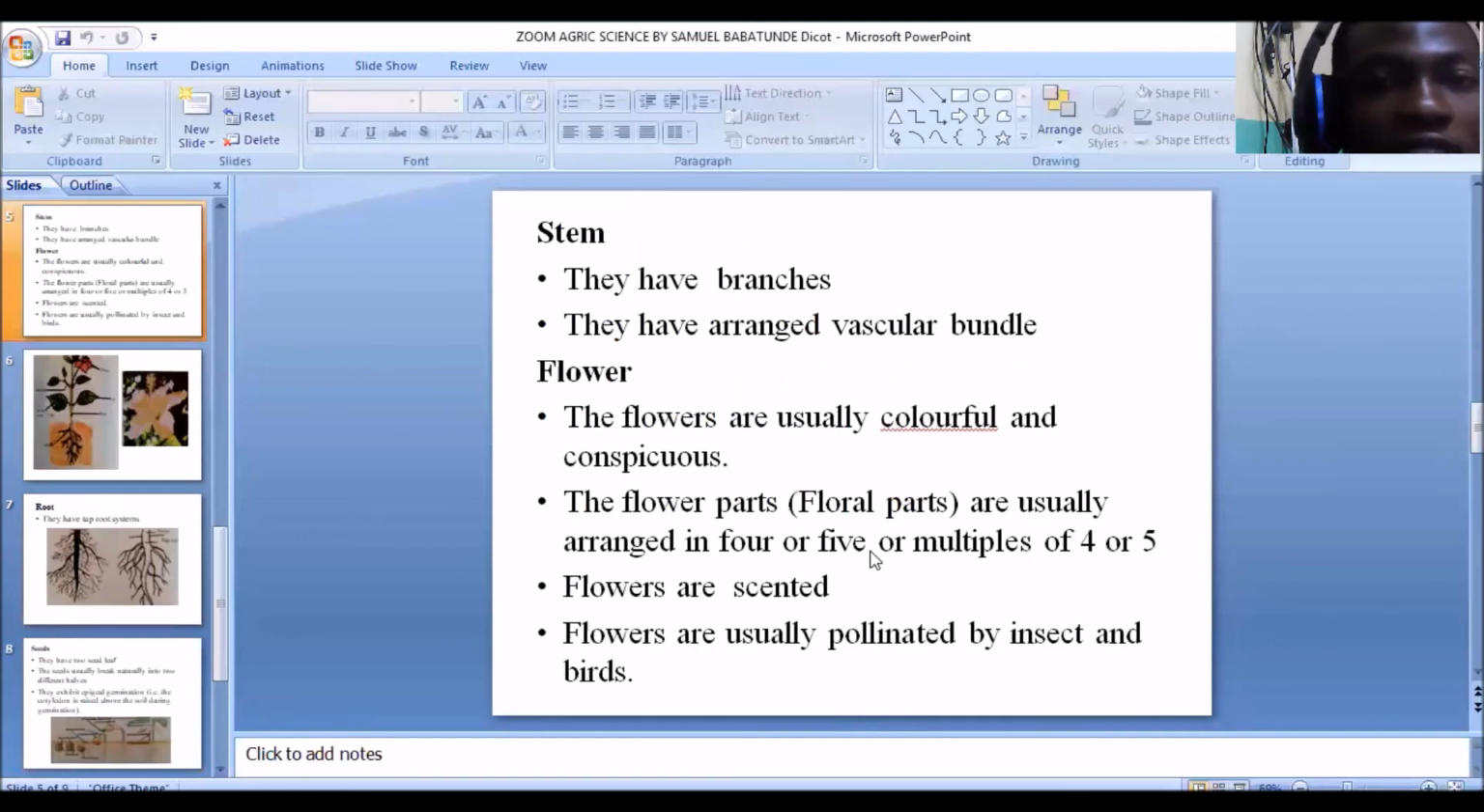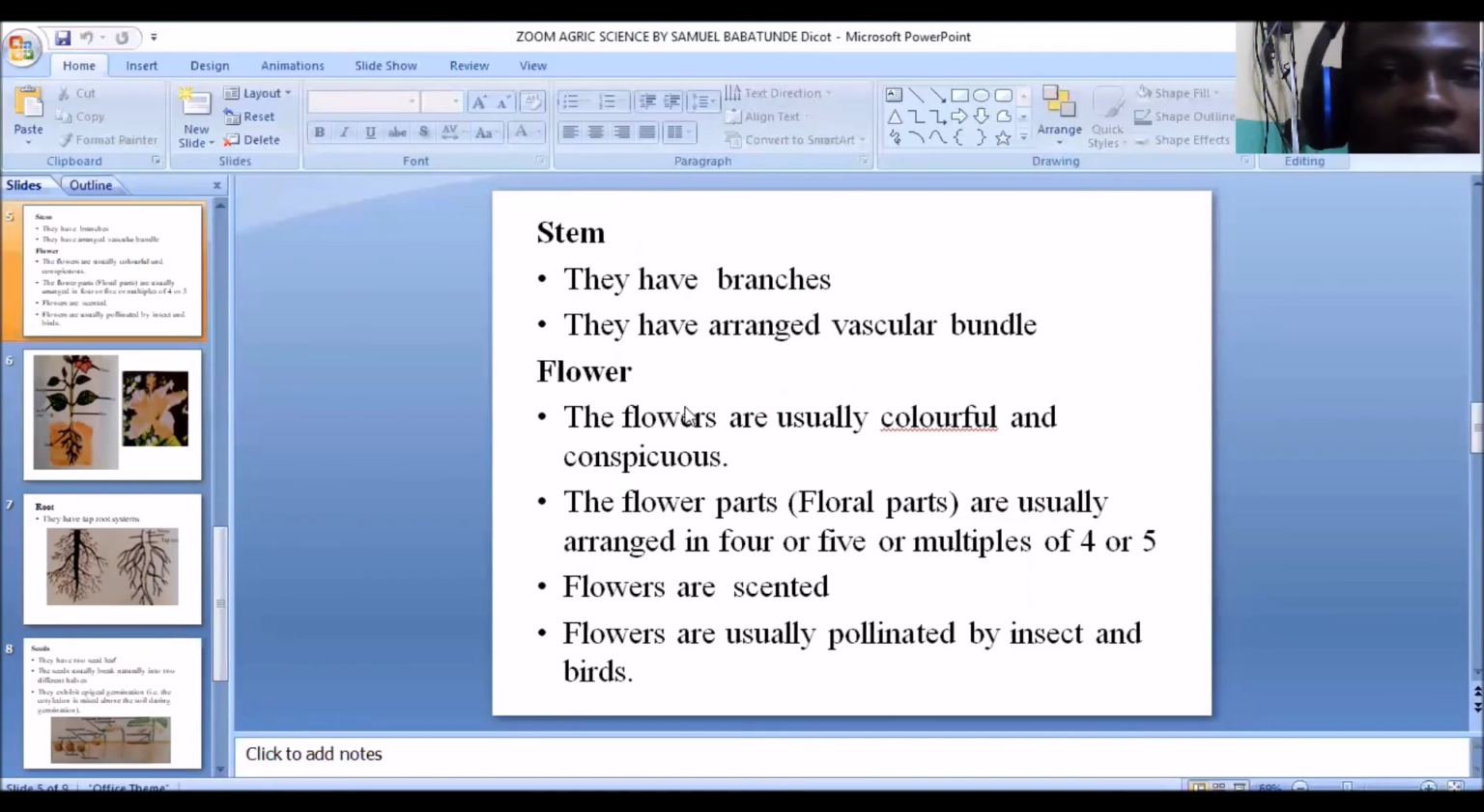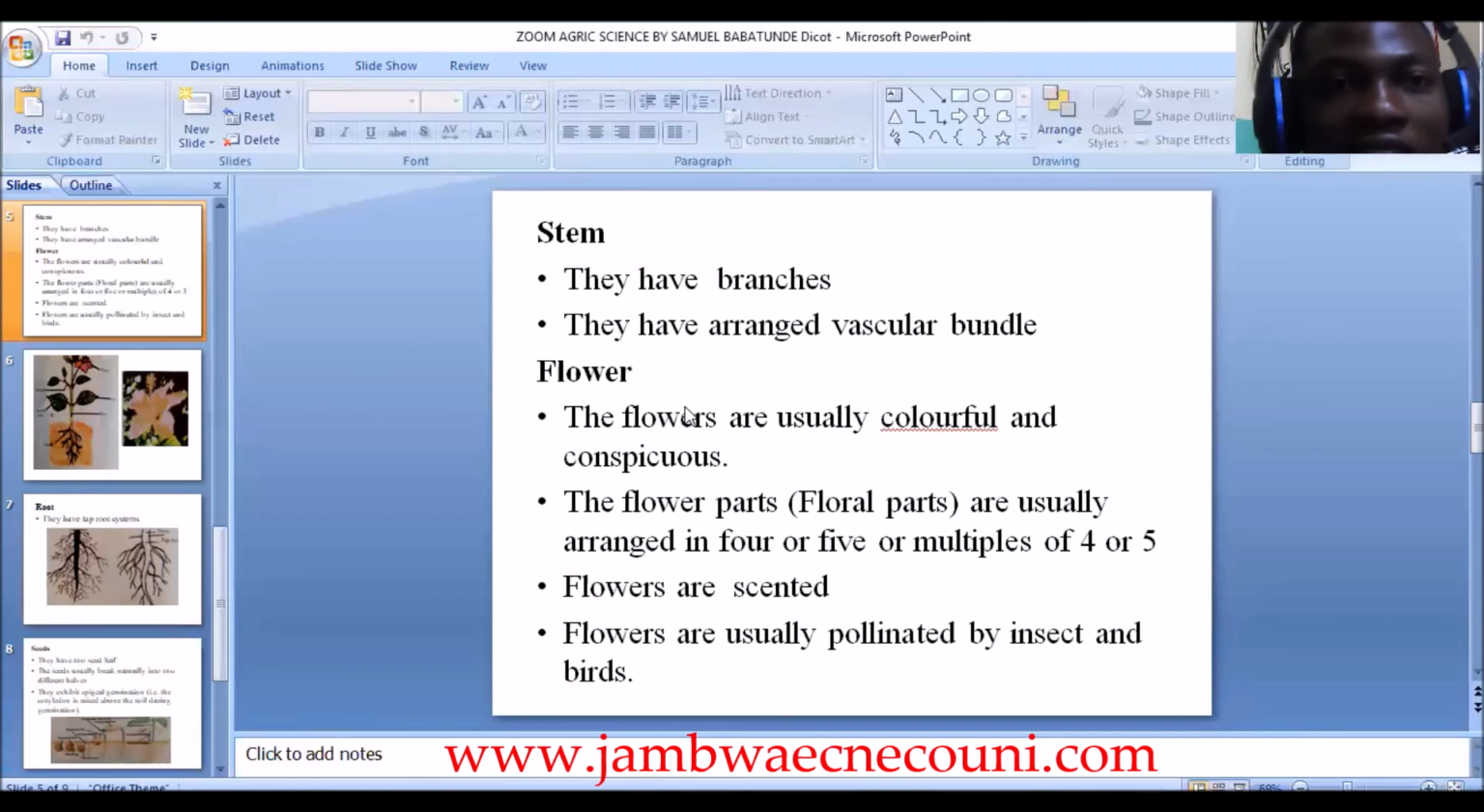And then we look at the stem. We say the stem has branches, unlike the monocot plants that do not possess branches. You can see the branch of this tree. This is a typical example of a dicot plant. And the vascular bundles of a dicot are arranged, they are not scattered, unlike the monocot plant that has scattered vascular bundles.